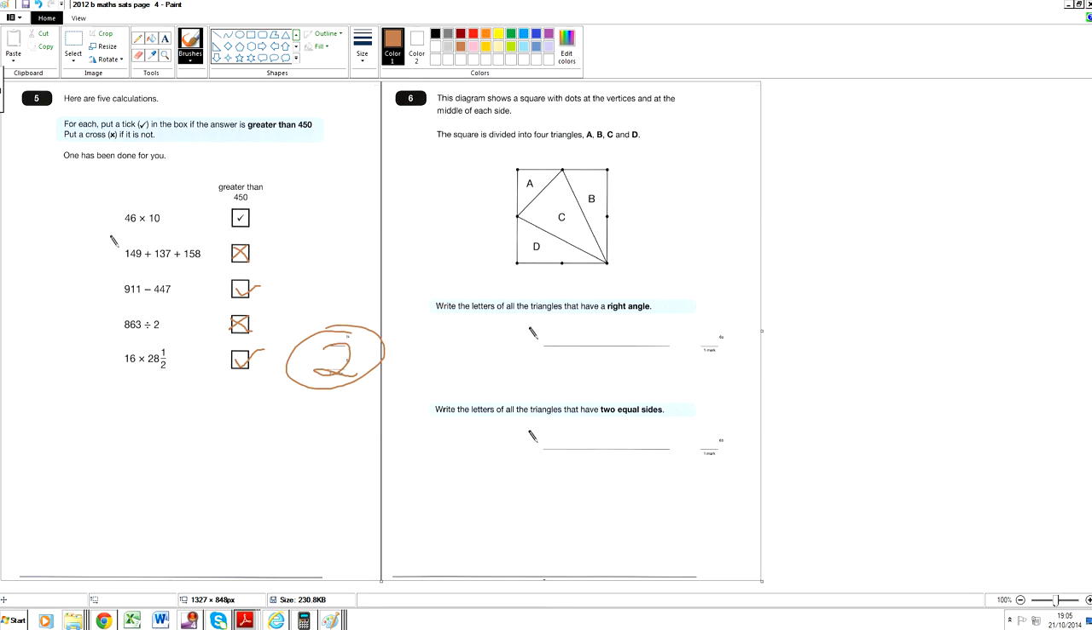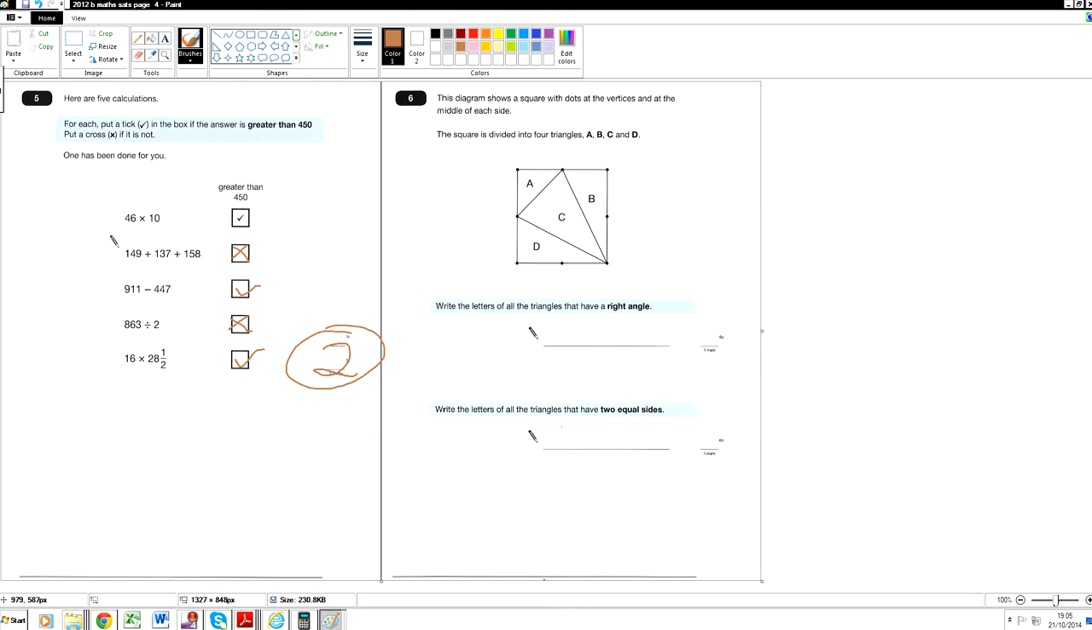Okay, Zainab, can you give me the answer for which ones have right angles in them? What was your answer? B and D. So Zainab's got B and D. B and D are correct. Is that the only ones with right angles in them? And A. And A. If you miss that out, you get 0.